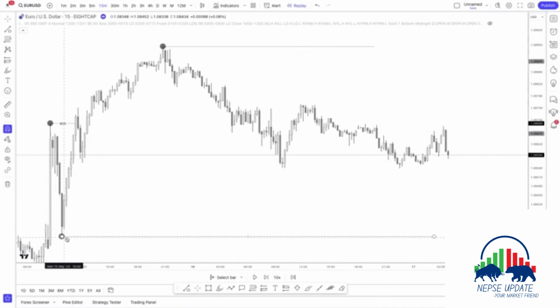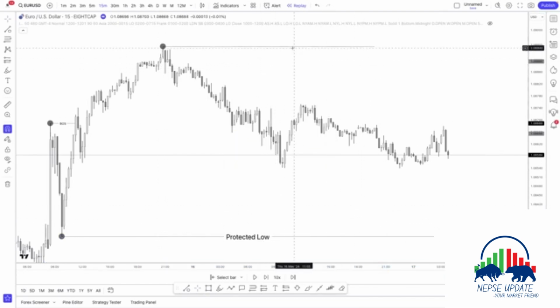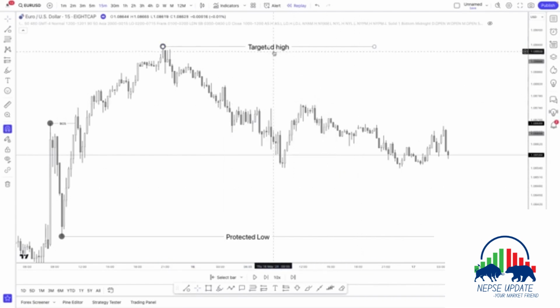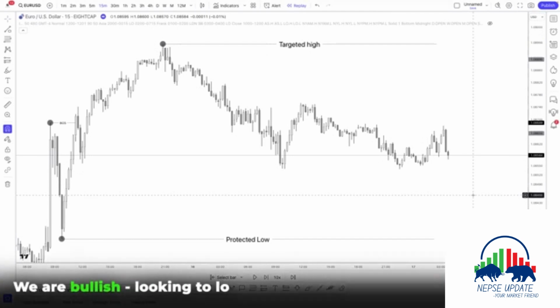So we have our swing low, and if you remember correctly, this is our protected low, right? Just as we spoke about when we were in the theory. And then this high right here is our targeted high, right? That being said, our conclusion is step number one, we are bullish, therefore we're looking to long.